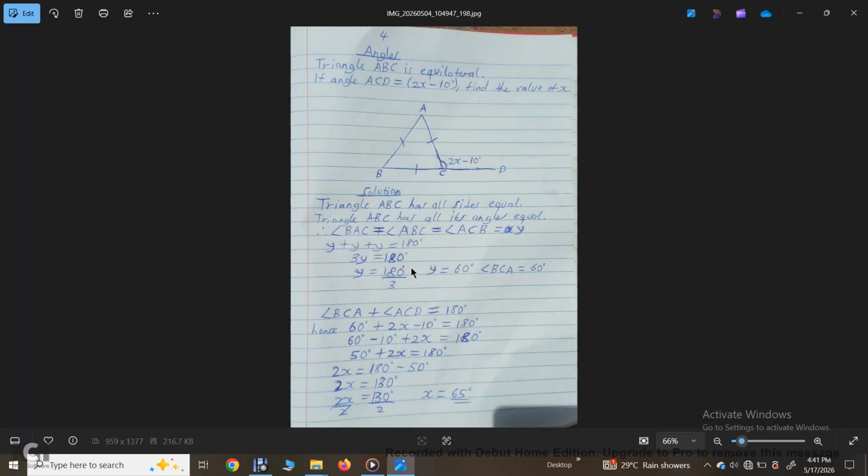Now let's continue. y plus y plus y makes 3y is equal to 180 degrees. Now we want to find y, so you have to divide both sides by 3. So y is equal to 180 degrees divided by 3, which gives 60 degrees. So y is equal to 60 degrees.